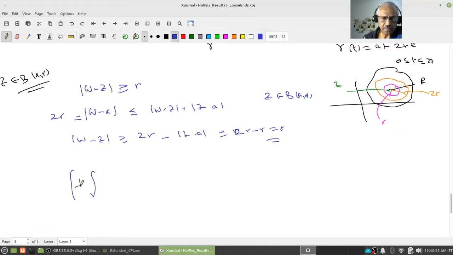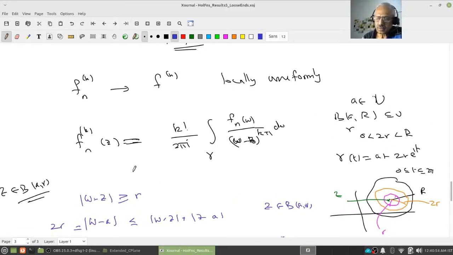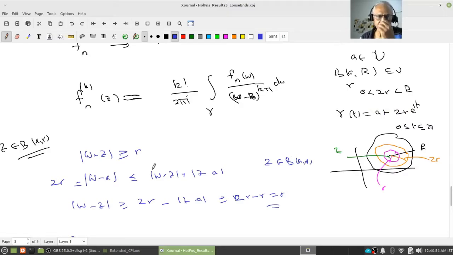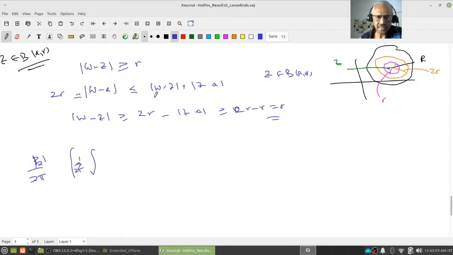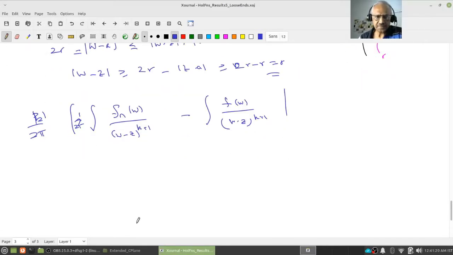1 by 2 pi i etc. will be there. Let us just take it out, and there is a k factorial. Let me take it out. Now remember, since f_n is holomorphic, the kth derivative of f_n is also given by the Cauchy integral formula, right? Therefore I can write this as f_n of w by w minus z to the power k plus 1 minus f of w by w minus z to the power k plus 1. This is what I want to estimate.